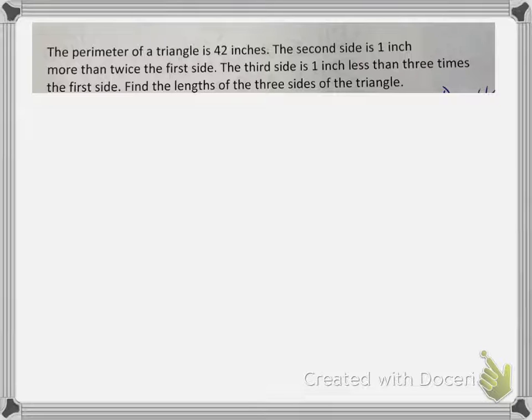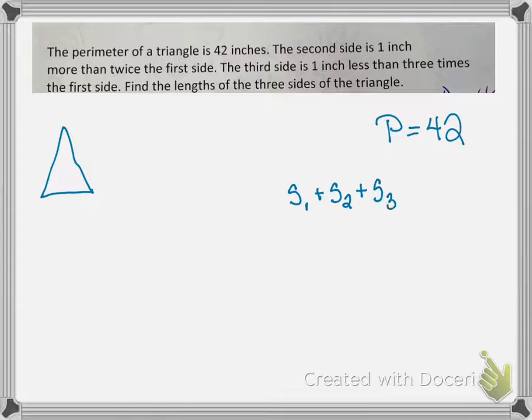So what I have here is a triangle. Okay? Always a good thing to draw a picture. And it says the perimeter of that triangle is 42 inches. So we know our final unit is going to be inches. We find the perimeter of a triangle by adding side 1 plus side 2 plus side 3 together. That gives us the perimeter.